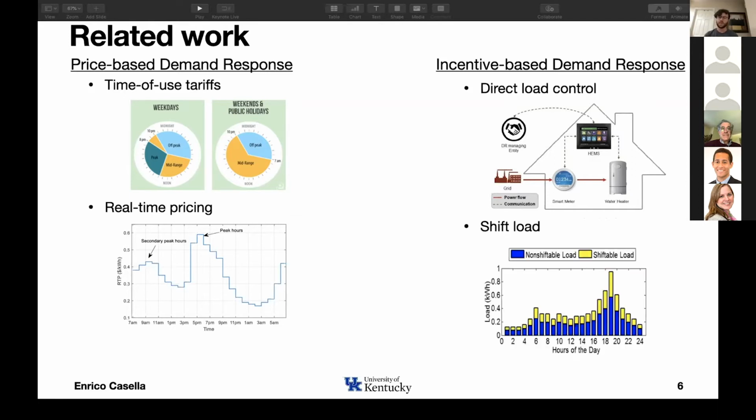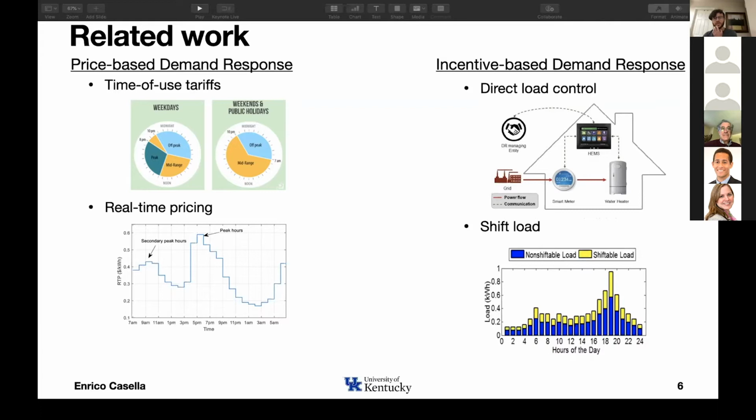So another possible approach would be shift load. The idea is that you may have in your house some appliances that you don't really use all the time, such as a dishwasher or dryer. Whenever you're going to use one of these appliances, you're prompted with a message that says, hey, there is really high demand right now. Why don't you do this later and you get some money in return?